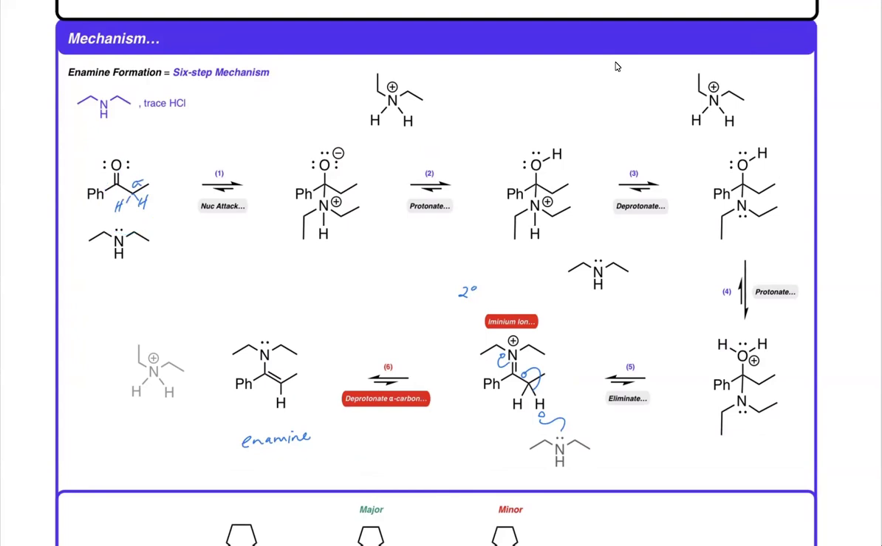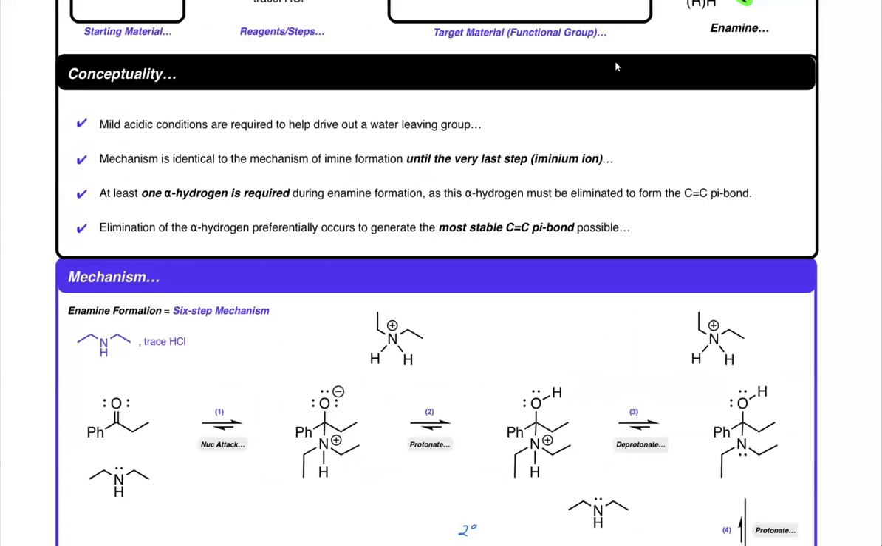The alpha carbon is the carbon adjacent to the C double bond O. We have to have at least one alpha hydrogen to remove to generate the enamine, because the pi bond in the product is forming between that adjacent alpha carbon and the former carbonyl carbon. So we must have at least one alpha hydrogen to generate our enamine.